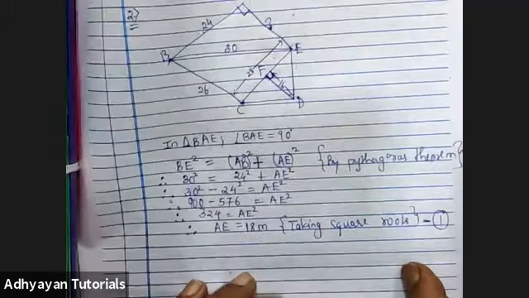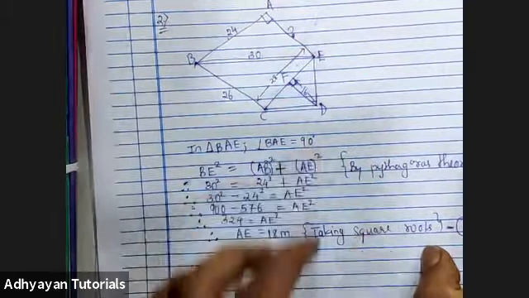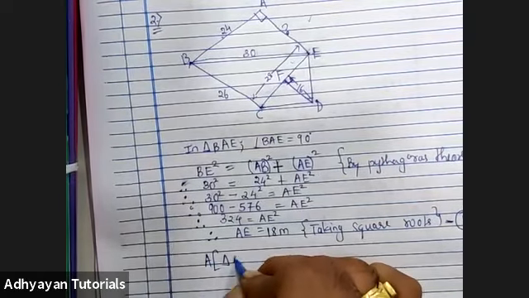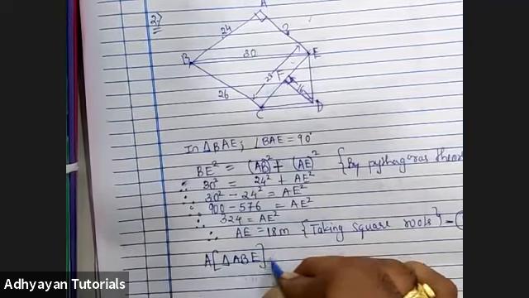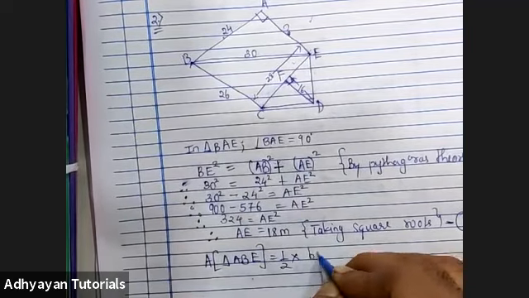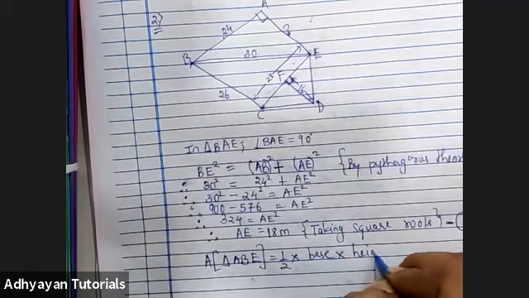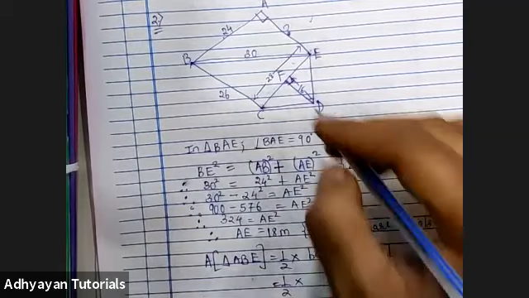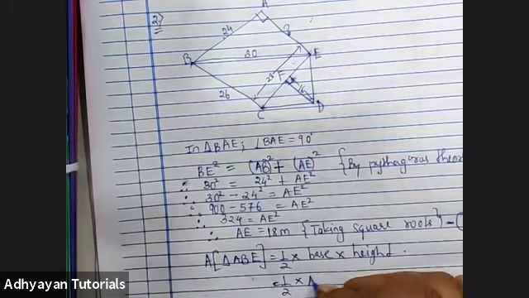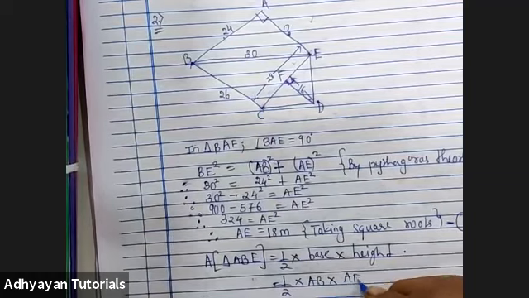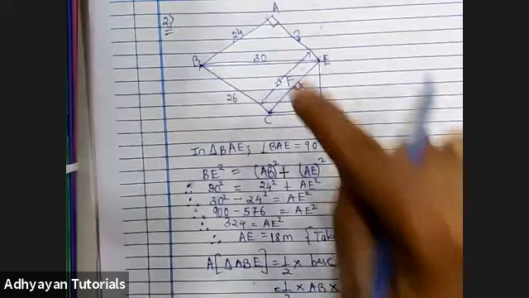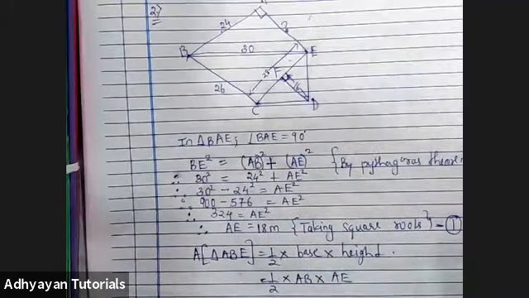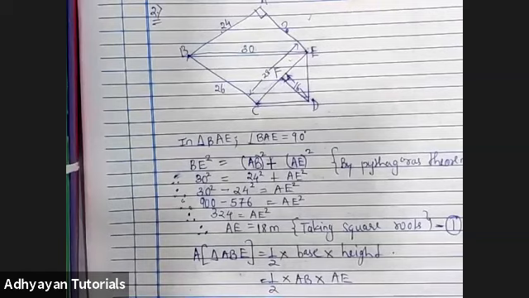Acha, once I've got AE, now tell me, can I find area of this triangle? Yes. So area of triangle ABE is half into base into height, which is half into the base is, let's say, AB, right? And the height is AE. Substitute the values, children. AB ka value 24 hai, AE ka value we have found it as 18, right? Substitute them. Let me know what the answer is.